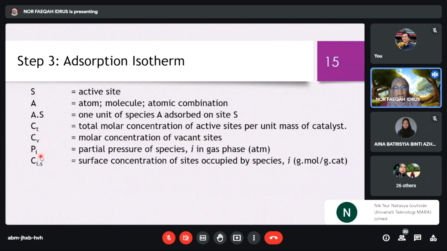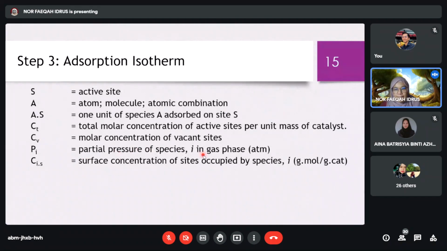And then we have the partial pressure of species i in the gas phase. Okay, because we only look at the gas phase reaction for catalytic reactions, for heterogeneous reactions.